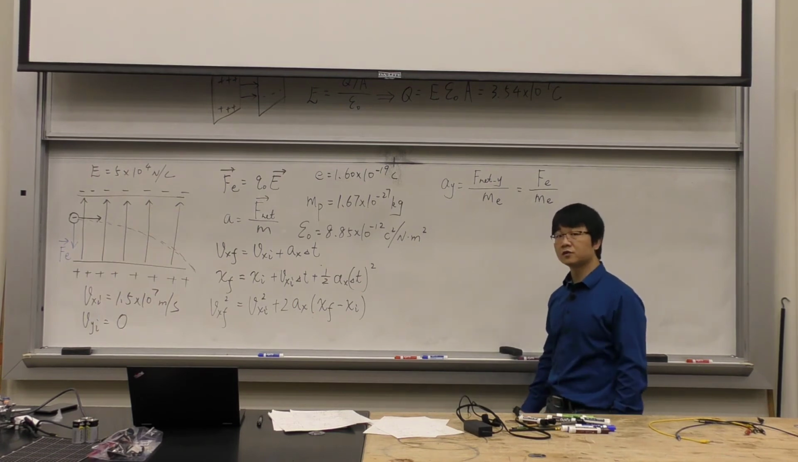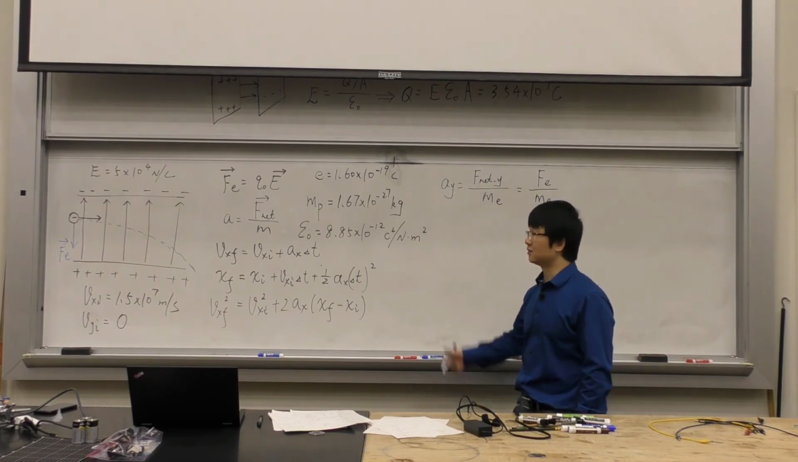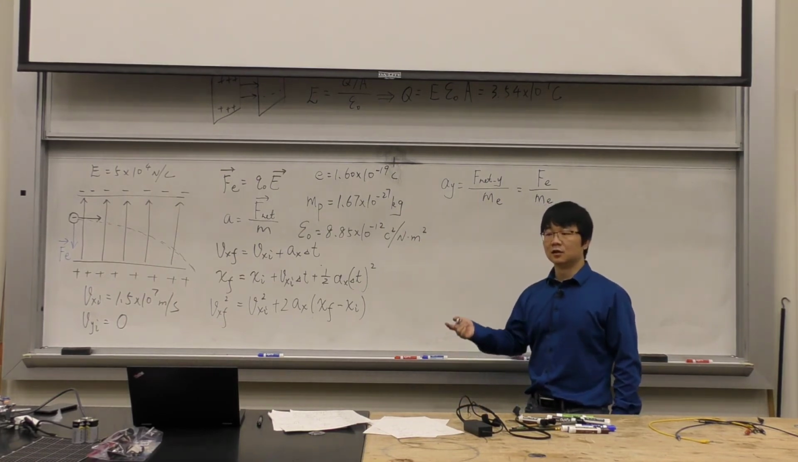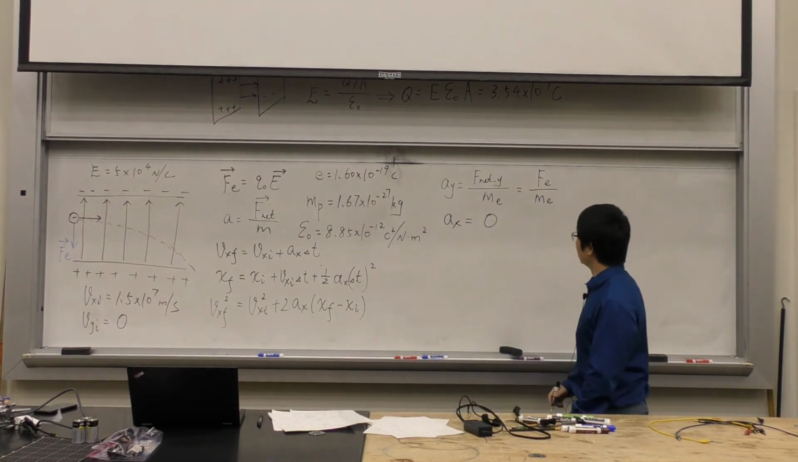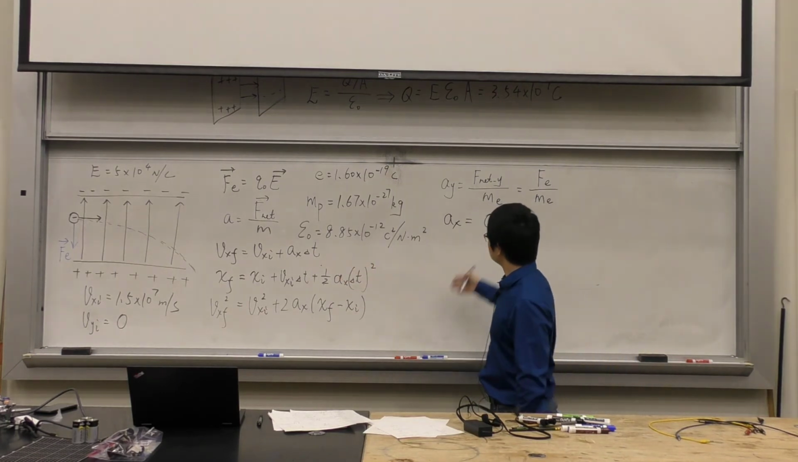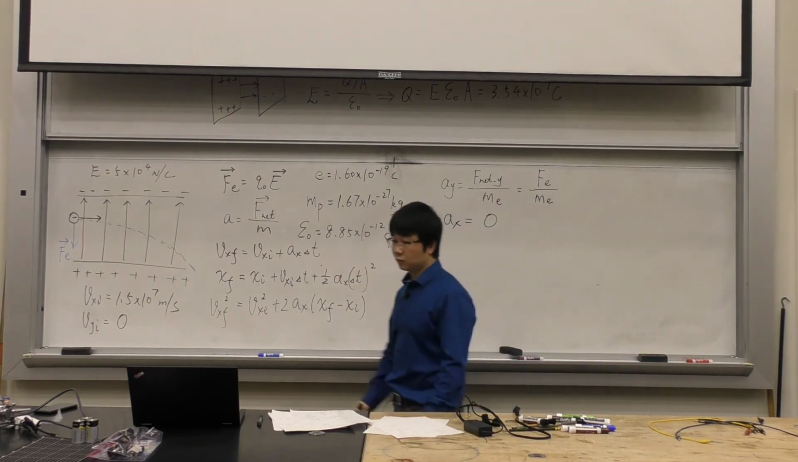What about the acceleration in X direction? Is there any force in X direction? No. So this is exactly like horizontal projectile motion, with acceleration in the X direction being 0, because there's no force in the X direction. So those are the initial velocities, and those are the accelerations. Now let's see what we want to find.